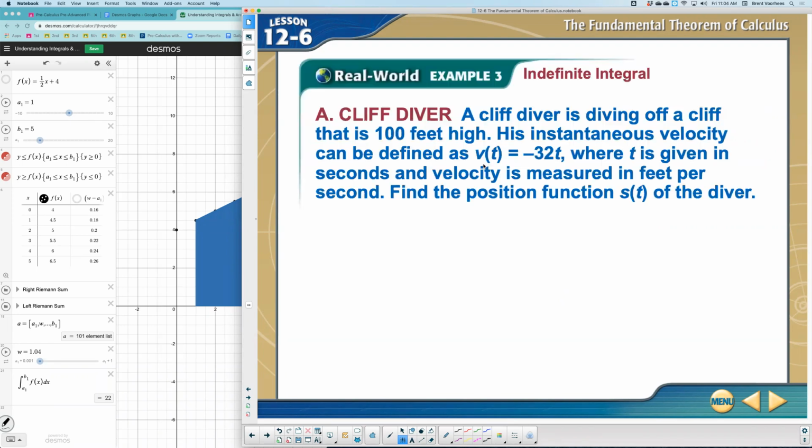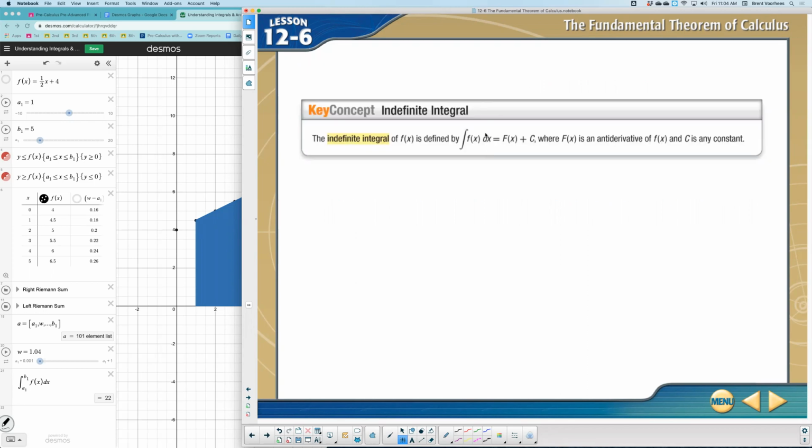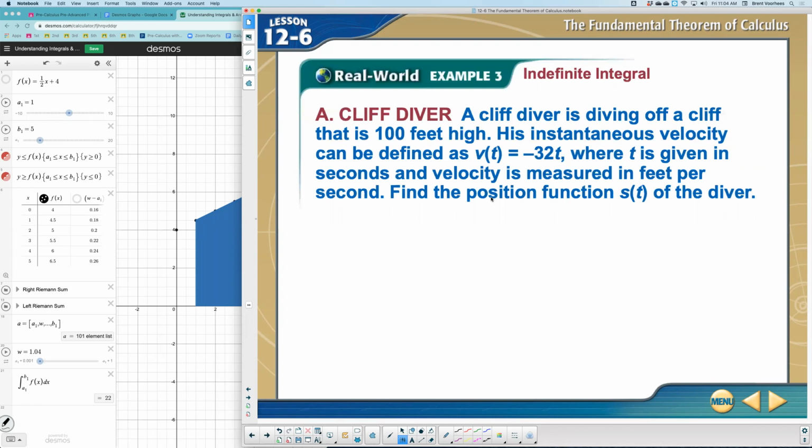All right. So I'm going to get to where I explained last time, what does dx represent? And I will show you as we go. So it says here, a cliff diver is diving off a cliff that is 100 feet high. His instantaneous velocity can be defined as v of t, where t is given in seconds. Find the position of the diver.